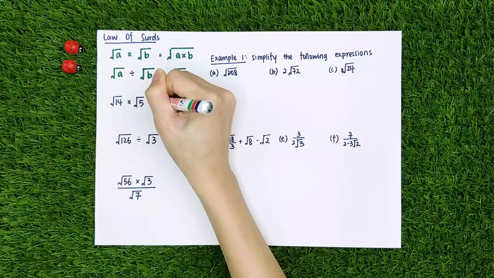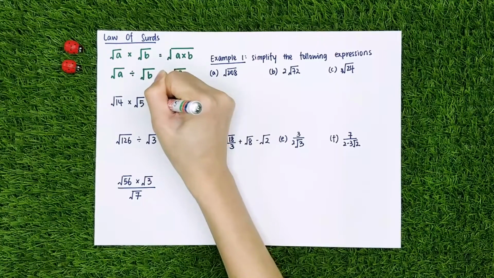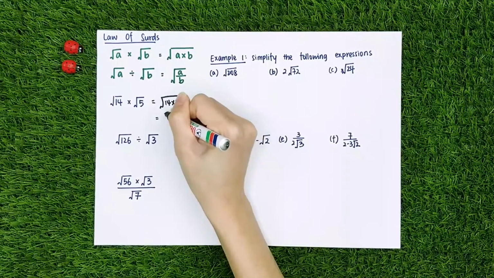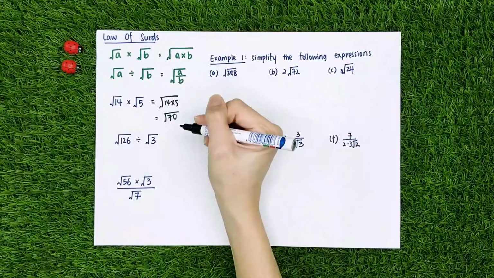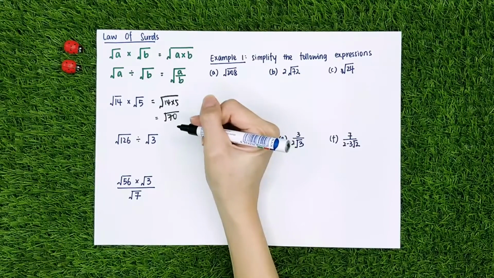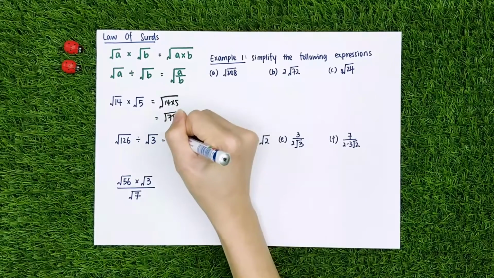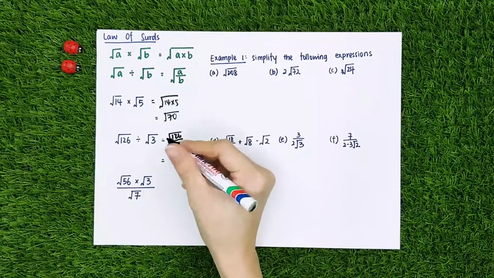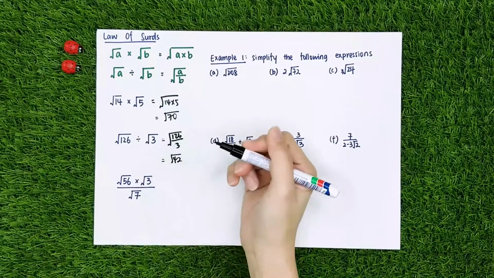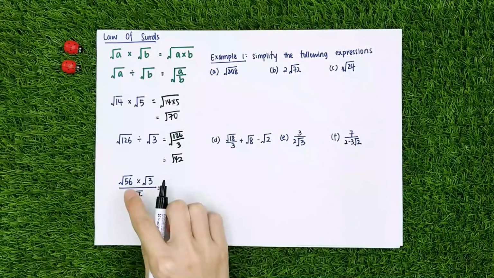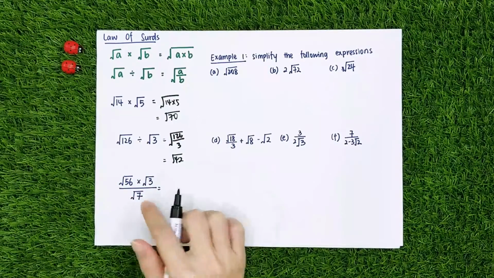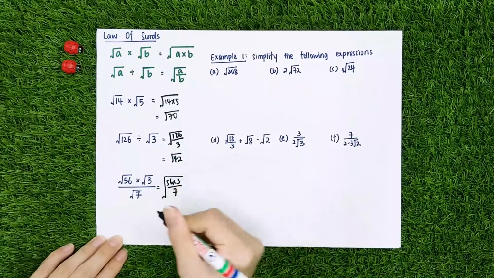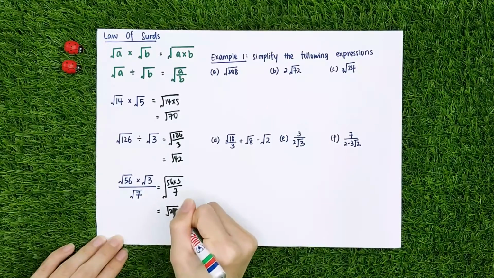Example 1. Surd 14 times surd 5 will be equal to surd 14 times 5, which is equal to surd 70. Second example, surd 126 divided by surd 3 will be equal to surd 126/3, which is equal to surd 42. And then the last one, surd 56 times surd 3 over surd 7 will be surd 56 times 3 over 7. Your answer will be surd 24.